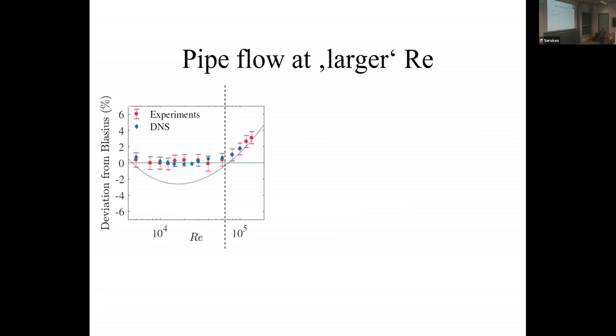Now, this is something we looked at much more recently, and this is back to Newtonian pipe flow. This is plotting the deviation with respect to the Blasius friction factor scaling in experiments and DNS, and you see we are perfectly on Blasius. This is what Prandtl-Karman would predict, until a little bit above 60,000, where we start to deviate from the Blasius power law.